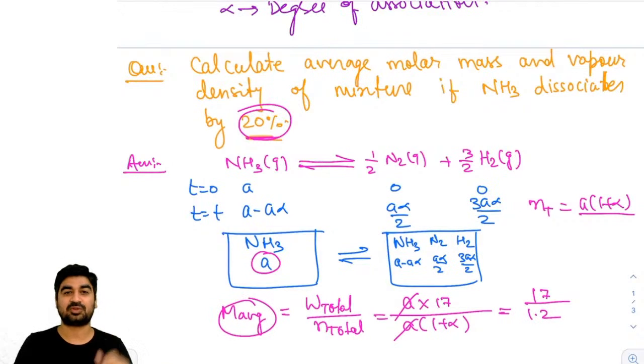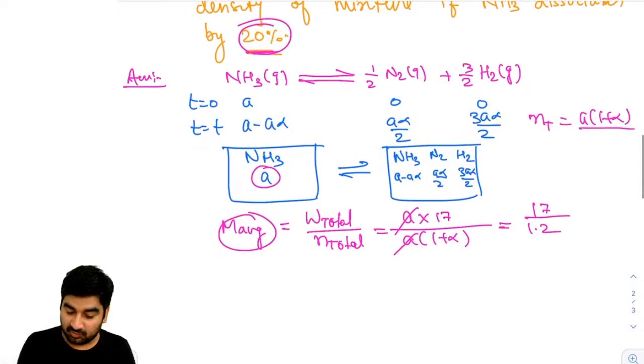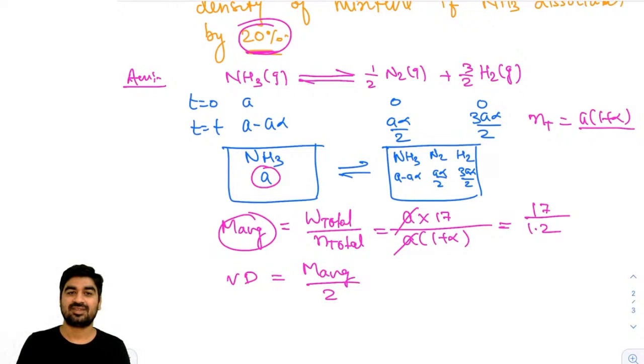So M average you know now. How will you determine the vapor density? It will be equal to M average by 2. So you know M average as well as vapor density.